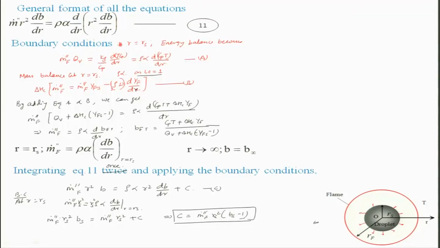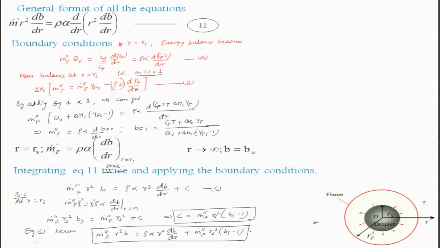So, then the equation becomes, let me write down, m dot f r square b is equal to rho alpha r square dB by dr, then plus m dot f Rs square times Bs minus 1. We will simplify this further and discuss how we can do it. Let us call this equation D, and we will discuss it in the next lecture. Okay, fine. Thank you very much.